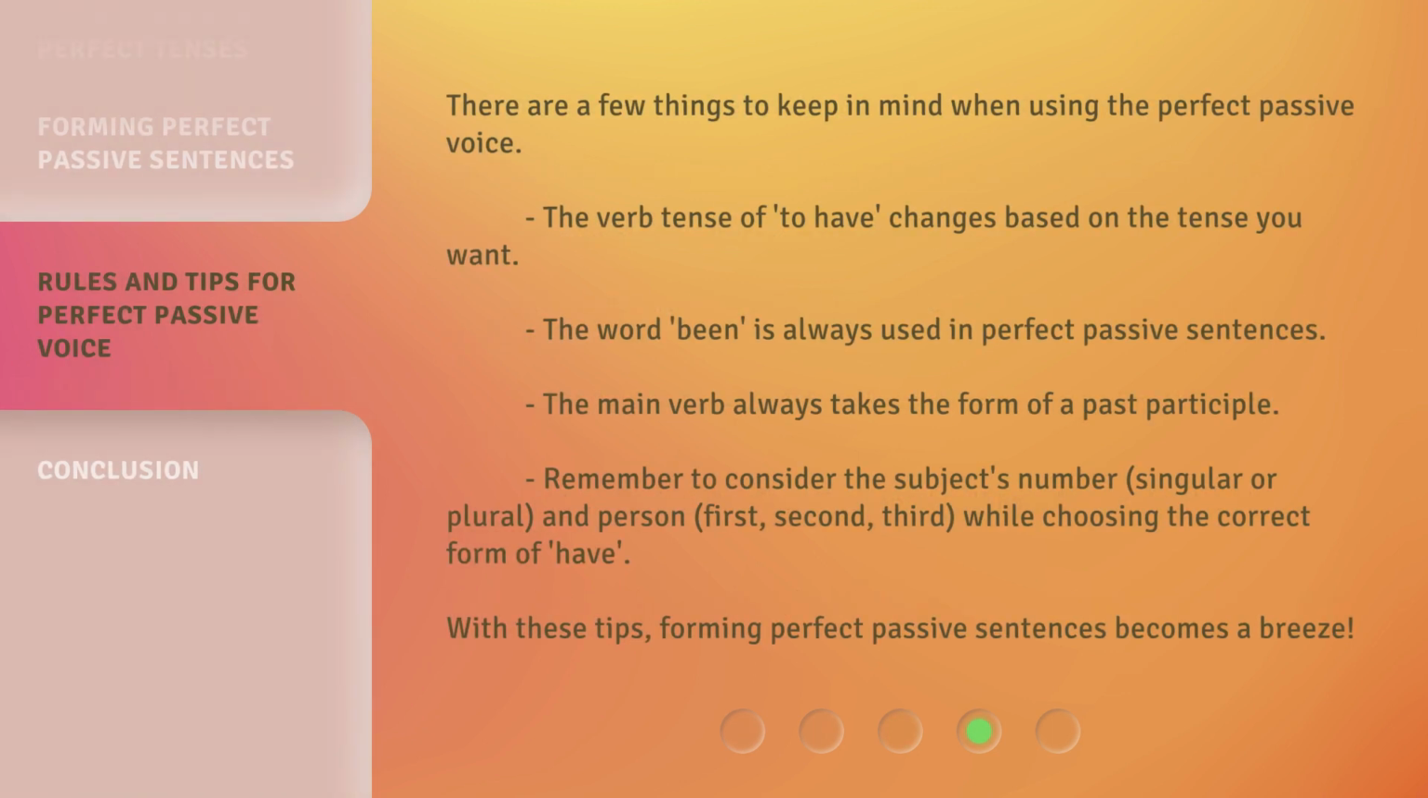There are a few things to keep in mind when using the perfect passive voice. The verb tense of to have changes based on the tense you want. The word been is always used in perfect passive sentences. The main verb always takes the form of a past participle. Remember to consider the subject's number, singular or plural, and person, first, second, third, while choosing the correct form of have. With these tips, forming perfect passive sentences becomes a breeze.